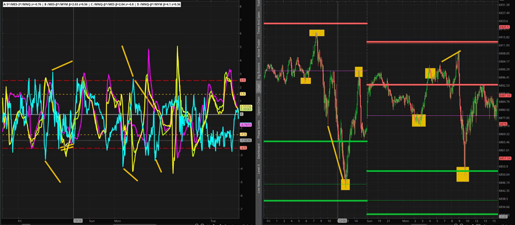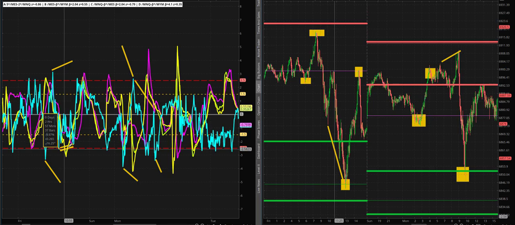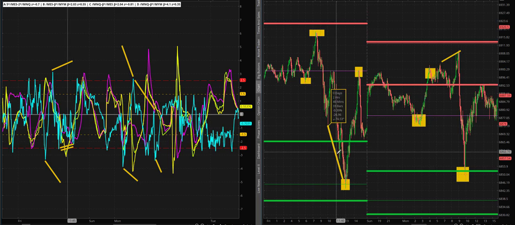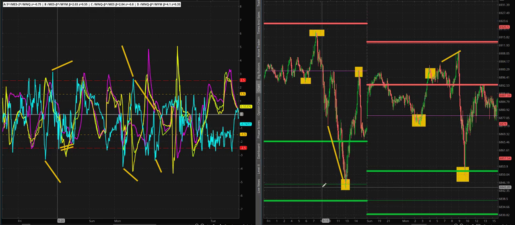I see that this guy is diverging. There's a triple divergence going on here. It made higher high, higher high, higher high. This made a very aggressively lower low. All right. So here, it is trying to go long.